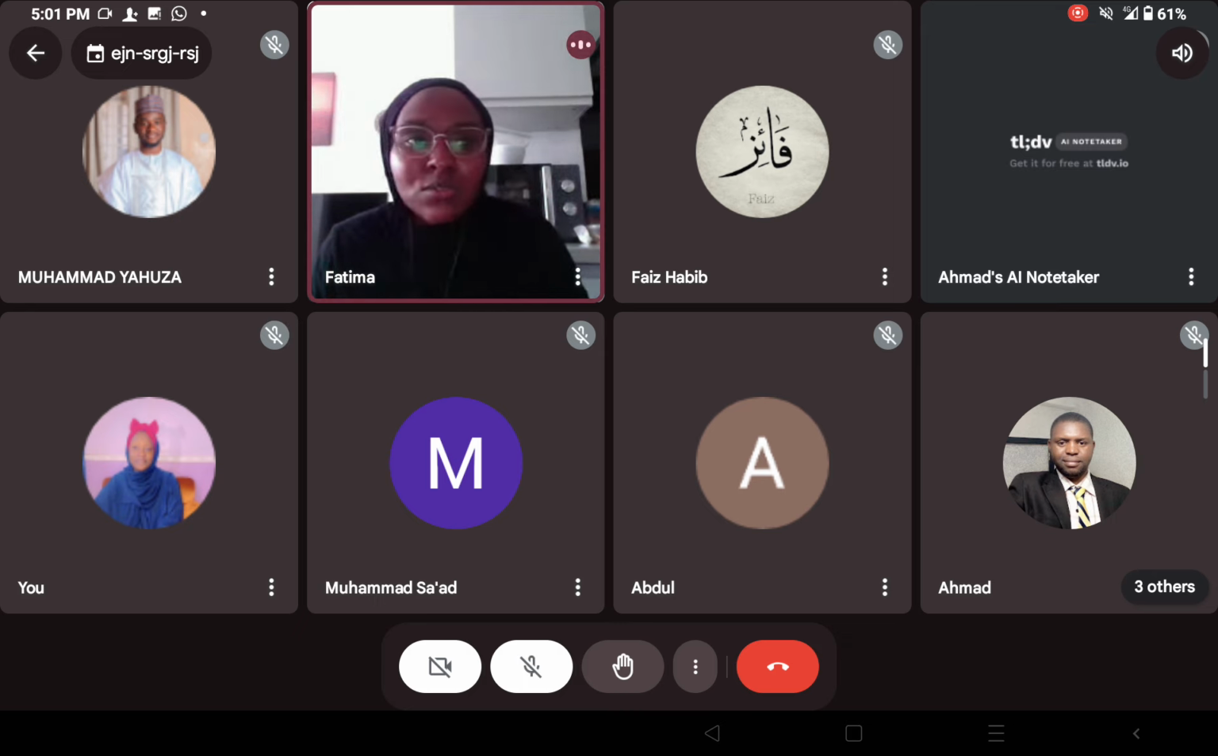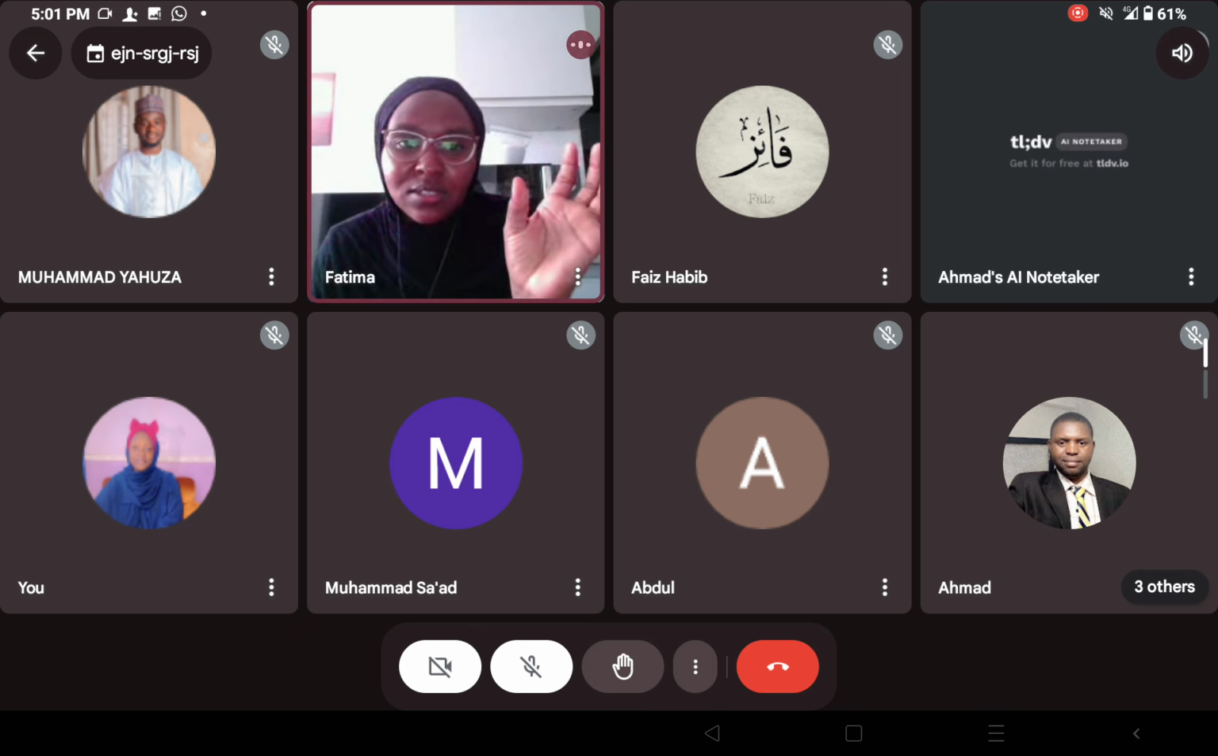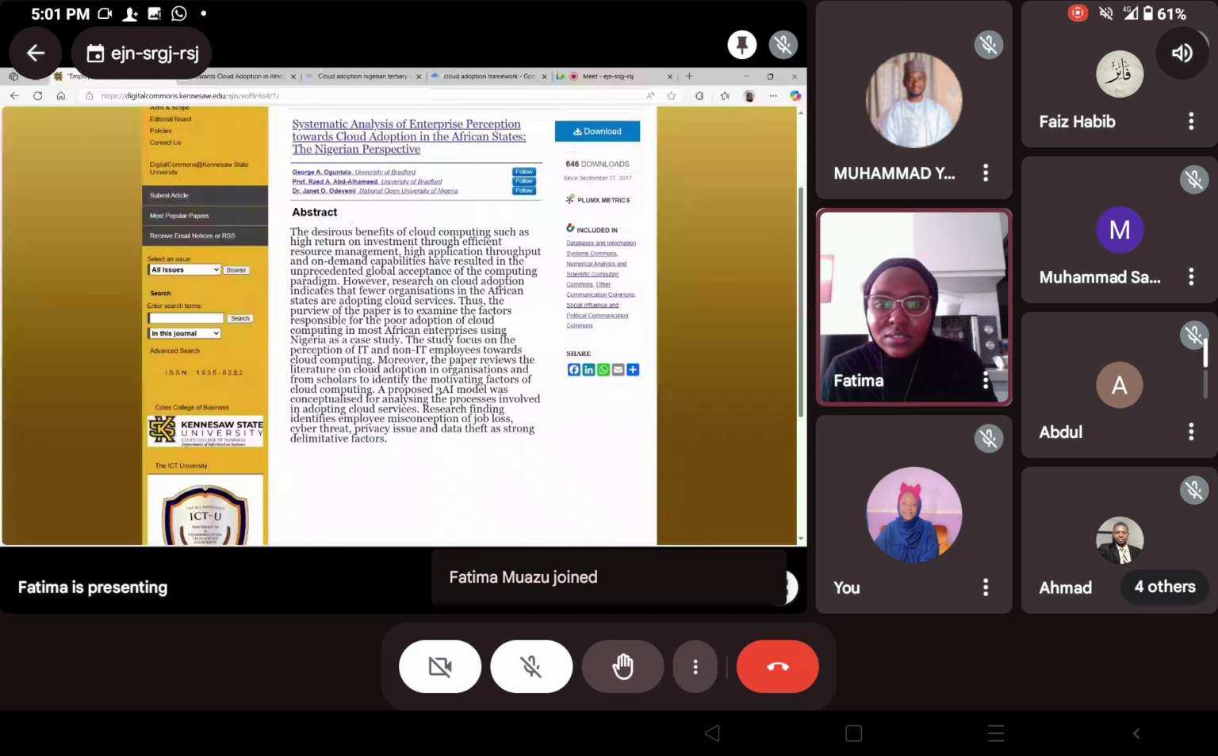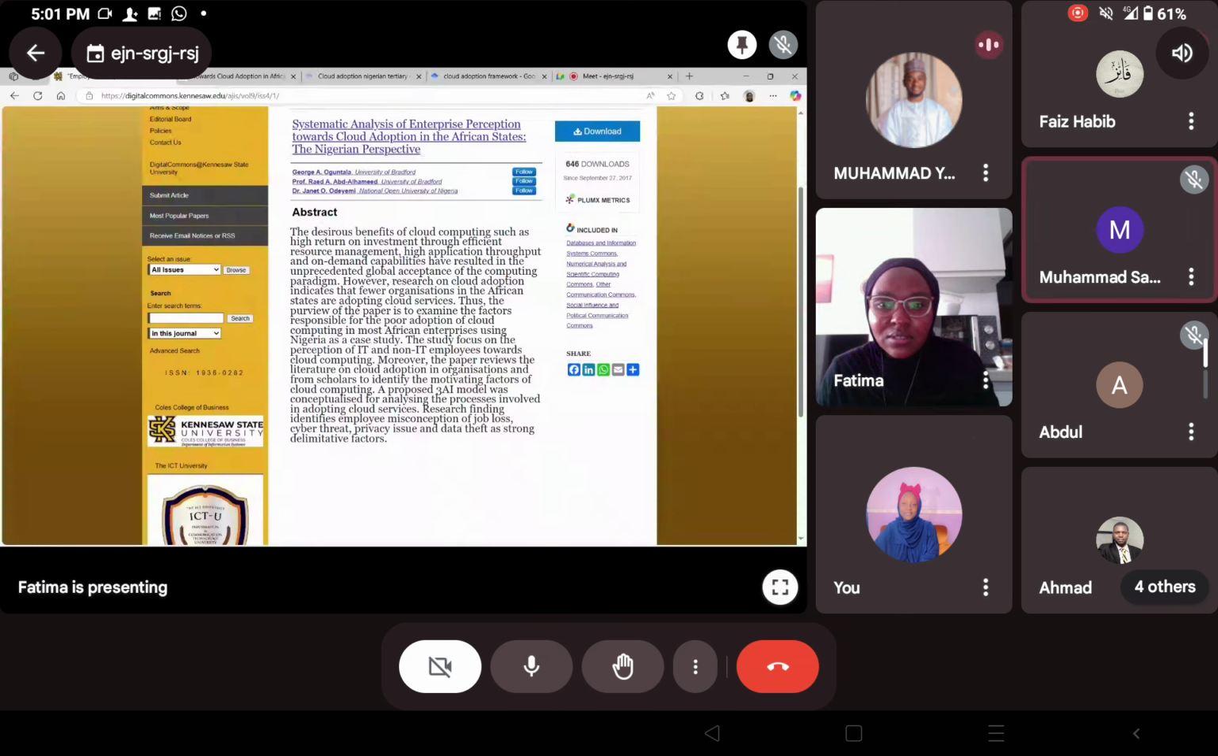Okay, so automatically most, okay, let me go ahead and share this screen. Most systematic review papers, even in their abstracts, capture what their findings are. So for example, can you see my screen? Yes, ma'am. This is not very legible, but if you can just manage to see, this one is a semantic analysis of enterprise perception towards cloud computing adoption in the African states, the Nigerian perspective. So you see, it's a systematic analysis, so it's like a review paper.